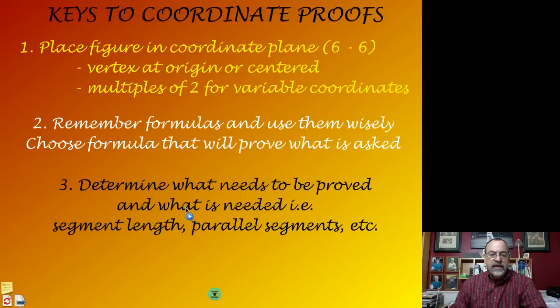And then the last thing you need to do is be able to think about or plan and determine what is going to be proved. What do I need? Do I need to show the lengths are equal? Do I need to show the sides are parallel? Do I need to show that the length's been bisected? What am I trying to show, and what am I trying to prove? And once you've established that, then you can decide which tool to use, which formula to use, and then you can go ahead and place the figure, assign the coordinates, and then do what you needed to do.